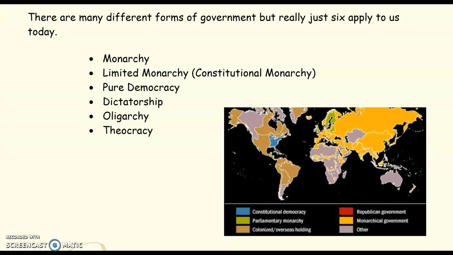Okay, like I said earlier, there are many different types of governmental systems around the world. However, we're only going to focus on the 6 that I just mentioned. Below is a small map that I provided for you guys. It highlights the governmental systems around the world, and I want you guys to study this map because it is crucial for tomorrow's quiz. Okay?